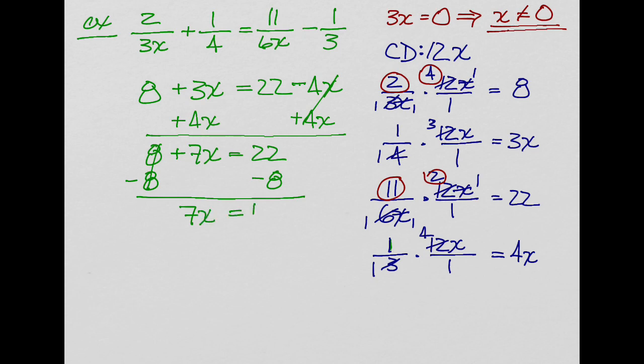22 minus 8 is 14. Almost there. Divide both sides by 7. 7 divided by 7 is 1, so I got my x. 14 divided by 7 is 2. And now we're going to think, I got x equals 2. Is that okay? I'm going to look up here. At the beginning, we said x is not allowed to be 0. Well, x isn't 0. x is 2. That's fine. If I'd gotten x is 0, that's a problem. But I didn't. x is 2. That's allowed. So put a big box around it and call it done.